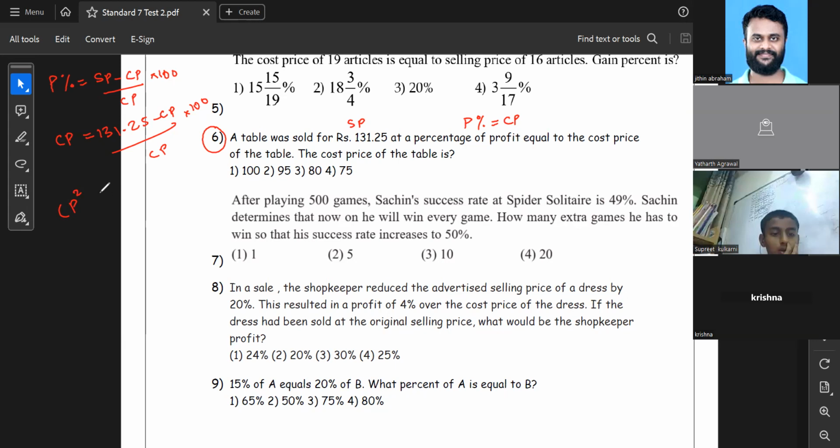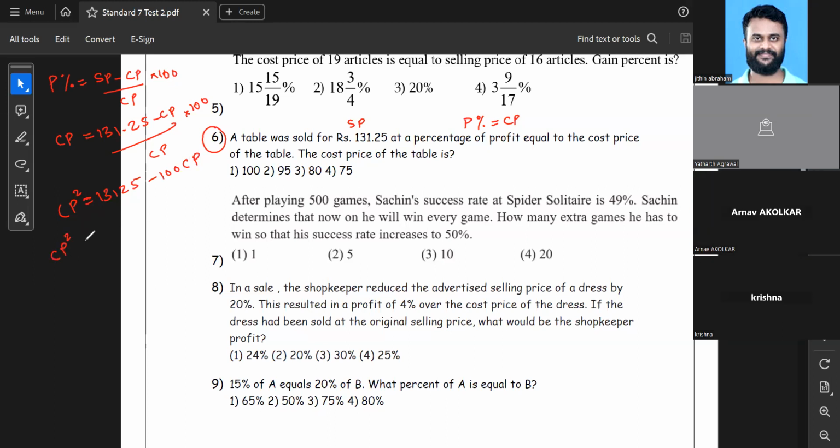CP square is equal to 131.25 multiplied by 100 gives you 131.25 minus 100 CP. So overall, CP square plus 100 CP minus 131.25 is equal to 0. This is a quadratic equation, which will not be convincing.